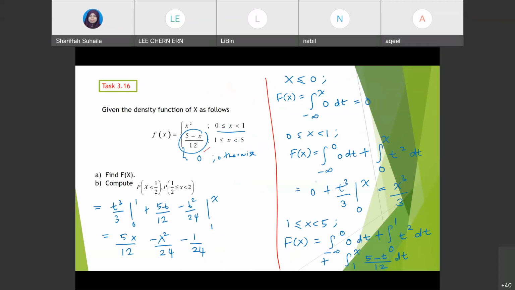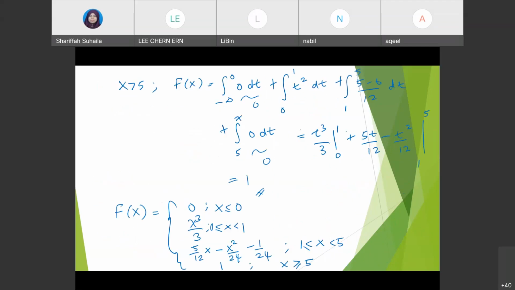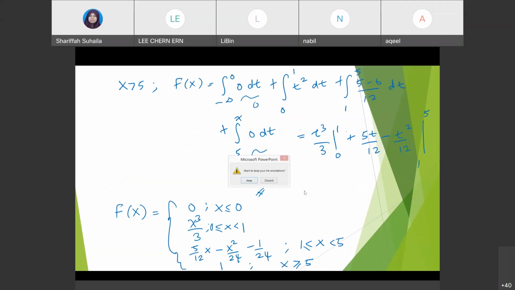What happens when you consider x greater or equals to 5. Okay, so that means otherwise, as before. So the value of capital F should equal 1. So this one is your cumulative distribution function, that is your capital F.